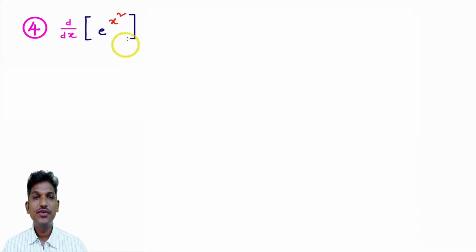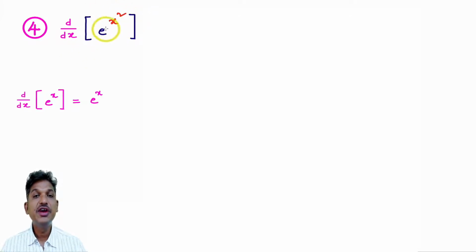D by dx of e power x square. We need to differentiate e power x square. You learned 23 formulas, na? In those 23 formulas, this looks like which formula? Yes, you see here, we know this formula. Derivative of e power x is e power x. Now you observe, in this problem, if you imagine x square as x, this looks like e power x.